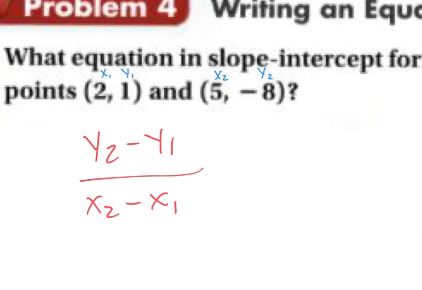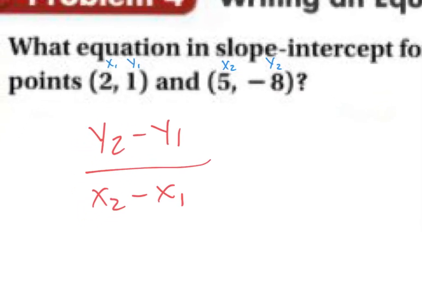So then from here, guys, all we do is we start filling in our equation. So this is going to be y2, which is -8, minus y1, which is 1, over x2, which is 5, minus x1, which is 2.